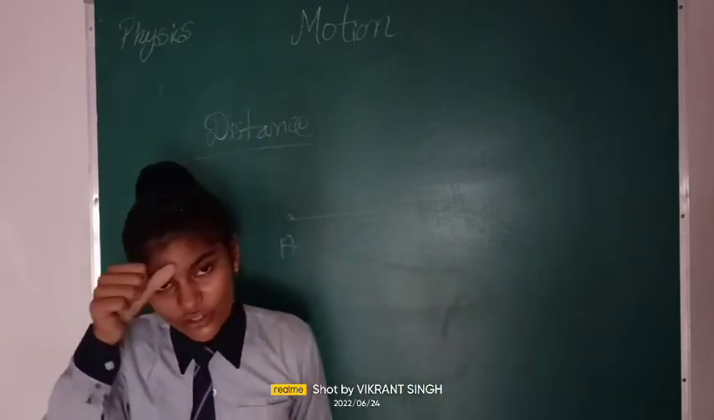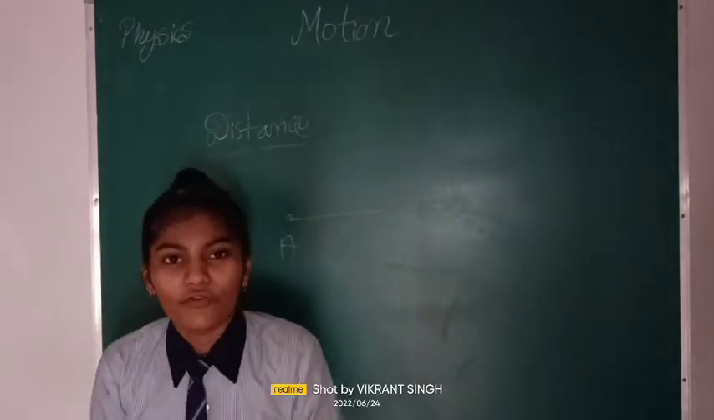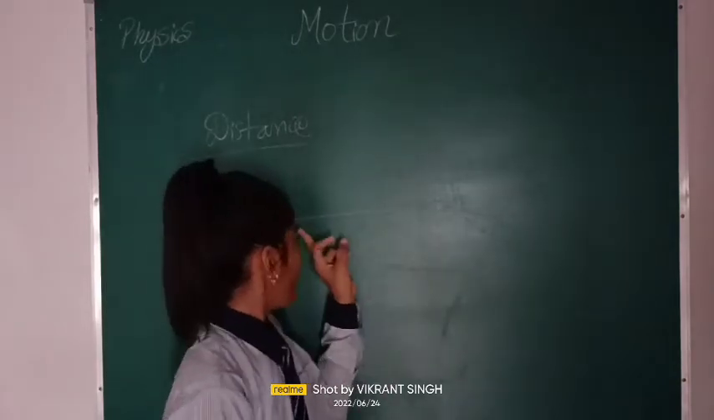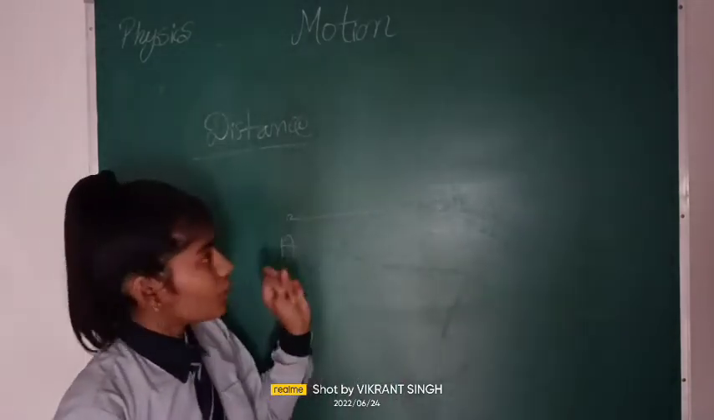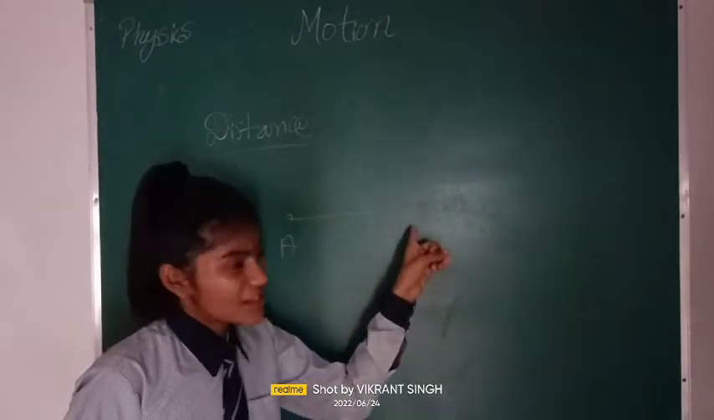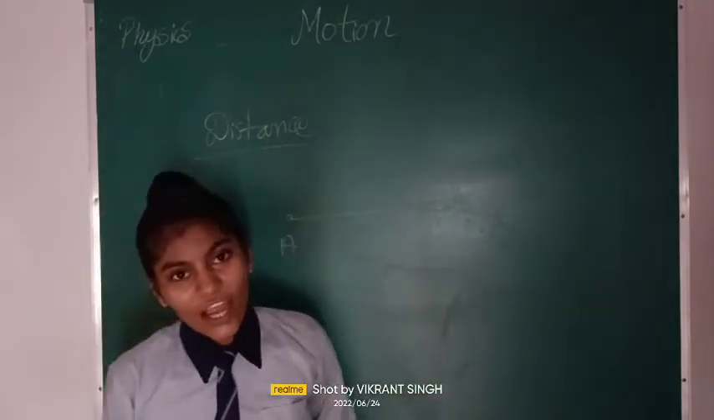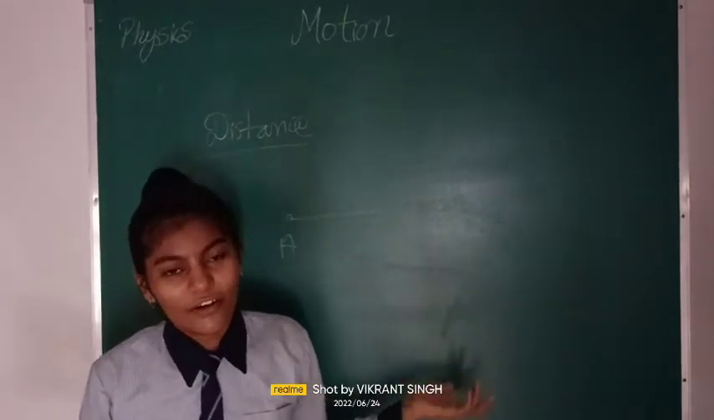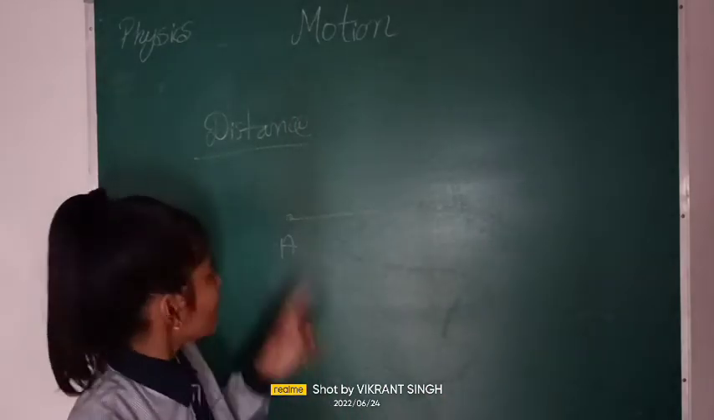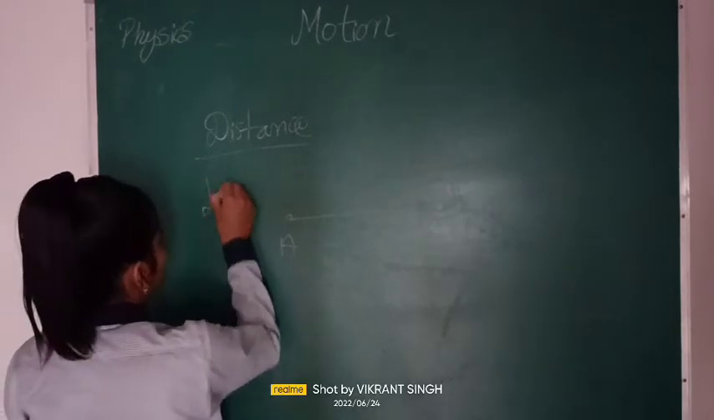Now what is actual path here? Actual path is a kind of path where you walk. Let's suppose you are walking from this point to that point. So your path is this straight line. So the length of this straight line is your distance. Got it? Distance is the length of the actual path which is covered by the body in a particular time. You can specify this. That's what distance is.